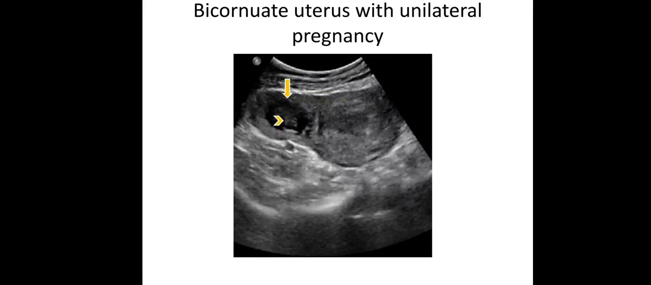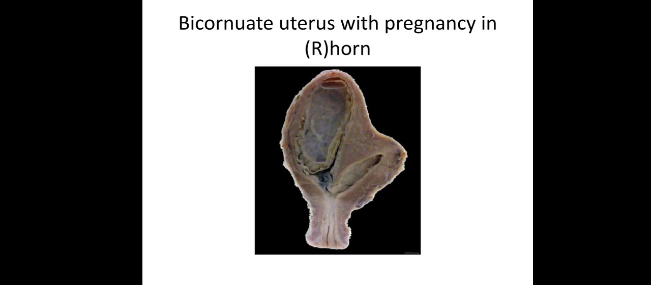Now this is a bicornate uterus with unilateral pregnancy. As you can see, compared to the previous picture that we showed of a double uterus, it's not that separate. You can see the fusion has occurred. It is partially fused, but you can see the contours very nicely. You can see the contours of the 2 hemiuteri, but they are not that separate from each other as they were in the previous picture.